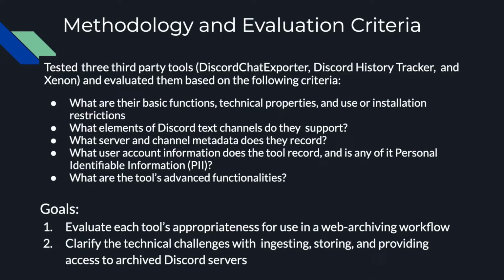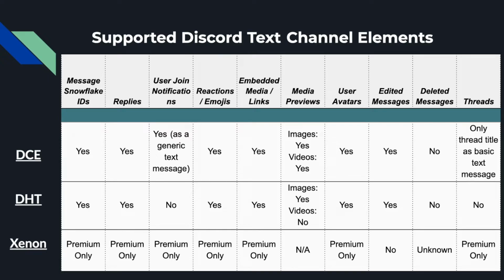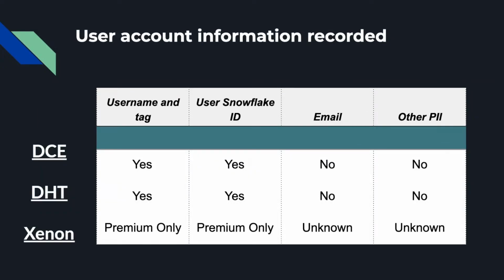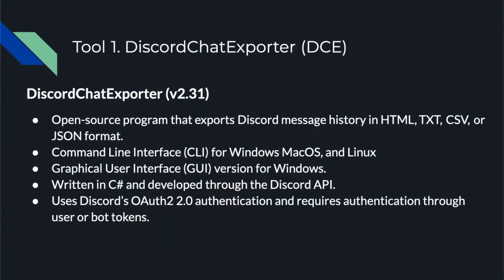I tested each tool and evaluated the functionalities and outputs based on 5 criteria. Since there's only so much time today, I'm just going to be discussing the first 2 tools, Discord Chat Exporter and Discord History Tracker. When examining the tools' outputs, I checked which common elements from Discord text channels they supported, what server and channel metadata they recorded, and what user account information they recorded. Definitions for these terms and the full results of the analysis are recorded in a Google Sheet, which I am happy to share with anyone who's interested during the Q&A.